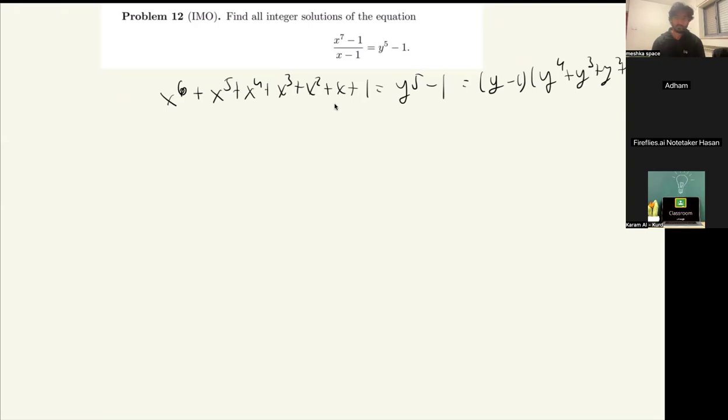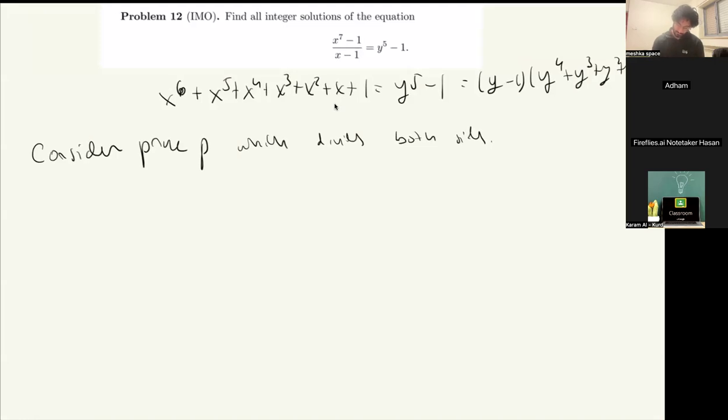I'm not sure, but I think maybe considering the primes that divide both of these might be helpful. Yeah, that's a very good idea, right? So let's consider a prime p which divides both sides. Okay, great. So what does it mean?